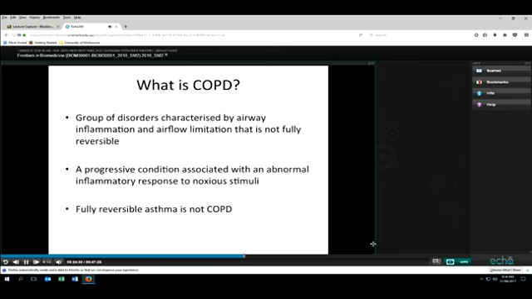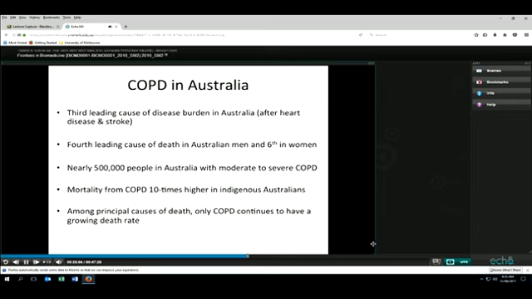So it's a progressive and largely irreversible disease due to airway injury, and I guess you could argue whether it's an abnormal inflammatory response. In fact, you could also argue that it's a normal inflammatory response because most of this is in response to inhaled noxious agents. So COPD is a pretty big deal in a societal and in an economic sense. It's the third leading cause of disease burden, which essentially is cost to society, ahead of heart disease and stroke. It's a very significant cause of mortality in Australia.